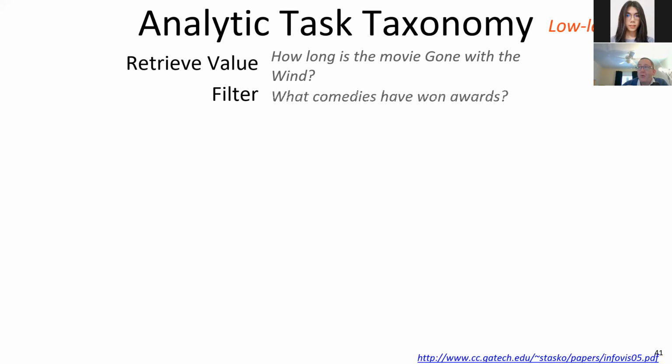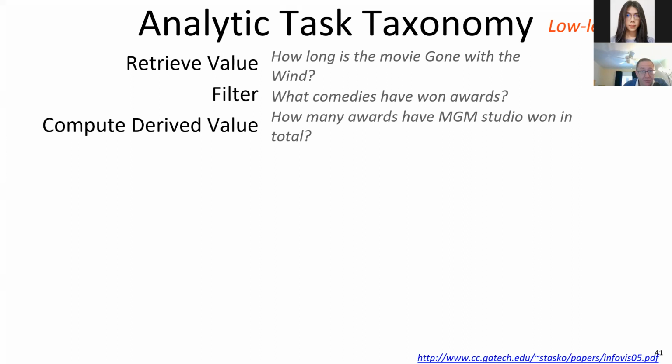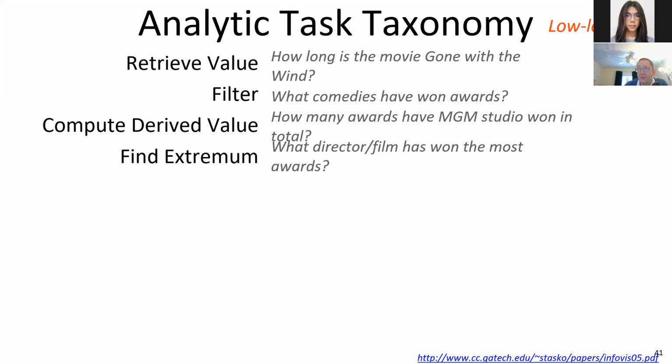Filter, right? What comedies have won awards, the Academy Awards? Or I need to find out for the people that did any work in BIT 1400, what was their average? I want to filter out the people that didn't even sign into the system. If I want a computer-derived value, like what is the average? What is the standard deviation? How many awards has MGM won in total? So I've got to sum them up. I can't count them. I need to find the most extreme. So what's the longest movie that was ever made? What film director won the most awards?